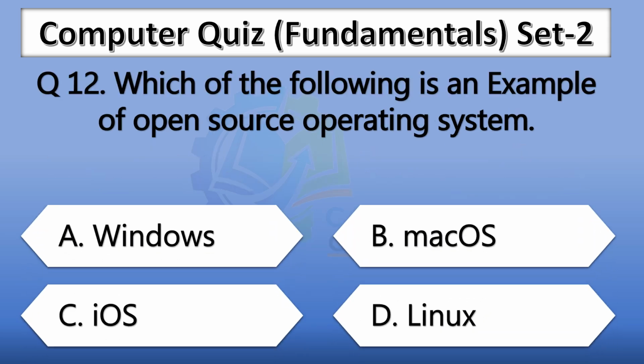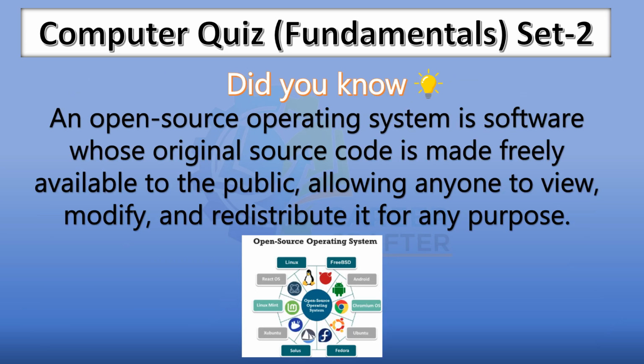Which of the following is an example of an open source operating system? The options are Windows, Mac OS, iOS, or Linux. The correct option is Linux. An open source operating system is software whose original source code is made freely available to the public, allowing anyone to view, modify, and redistribute it for any purpose.